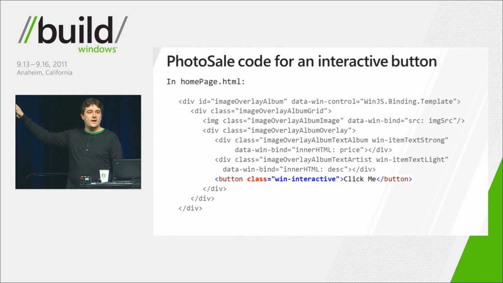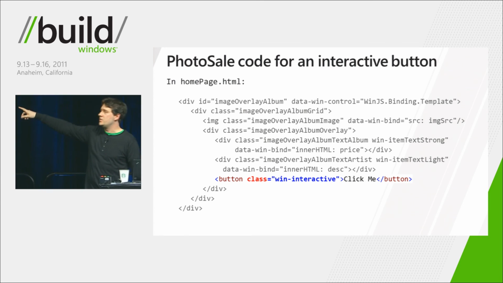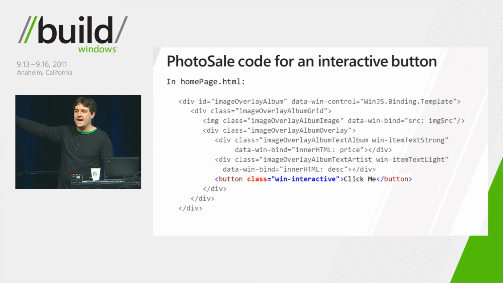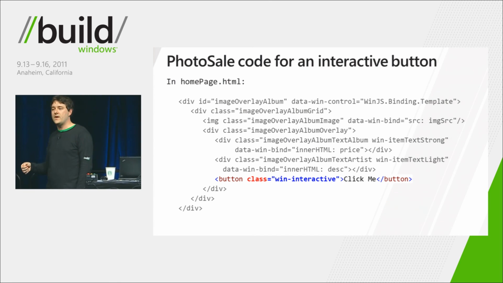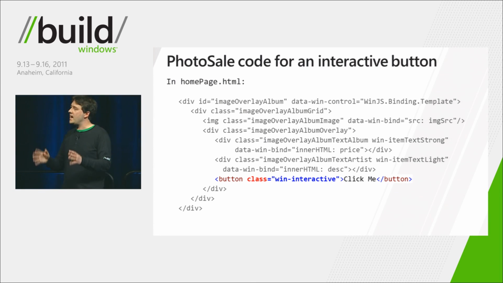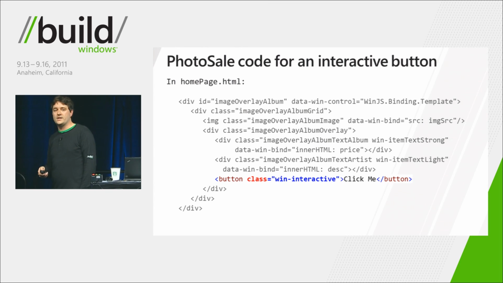So in Photo Sale, in that initial template that I created, I just added a button here. You'll see that I'm doing something important. I'm setting a class win-interactive on that button. Anytime you have an interactive item inside one of these list view items, you want to set that class, and it sends a message to the list view: don't eat these events. Don't do fancy things when I tap on items.